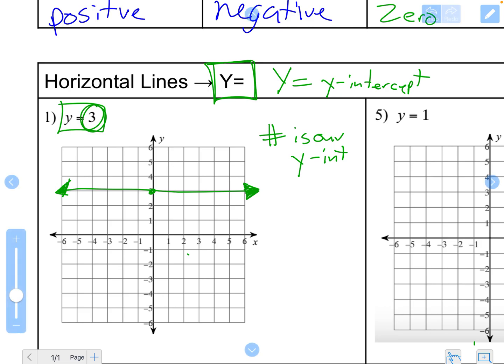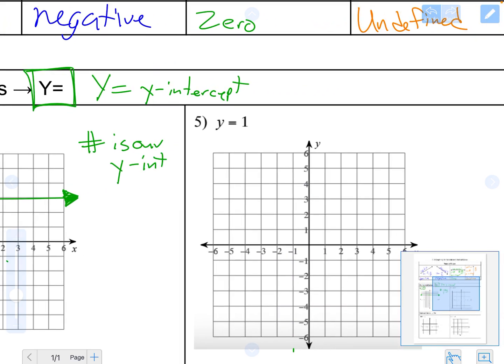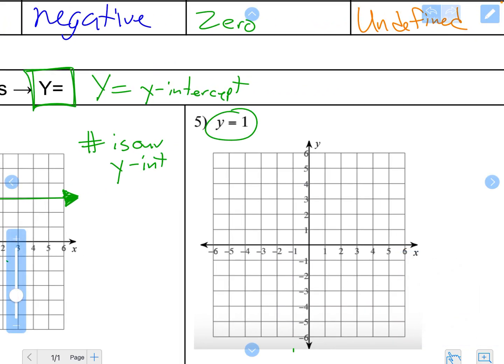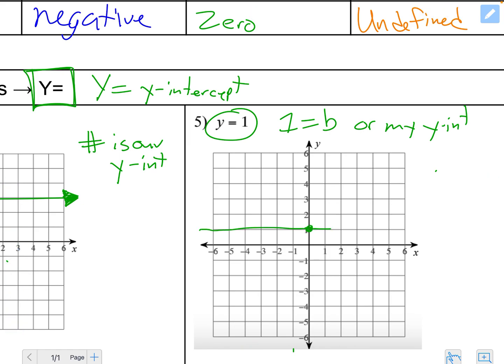There's not really any tricks to this. It's just kind of one of those things you have to memorize to an extent. So if it's y equals 1, 1 is my b, or my y-intercept. So I'm going to graph my b at y equals 1. My slope is 0, which tells me that it is a flat line, a horizontal line. And that is all that I need to do.